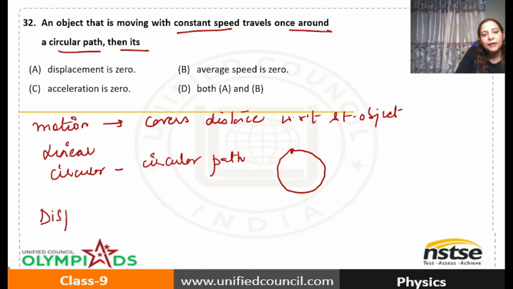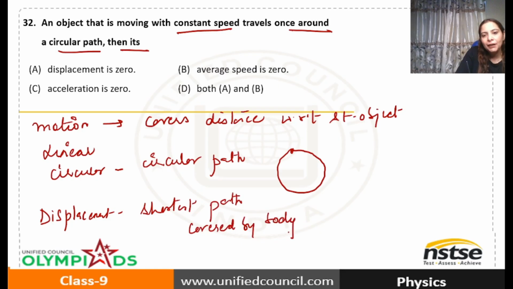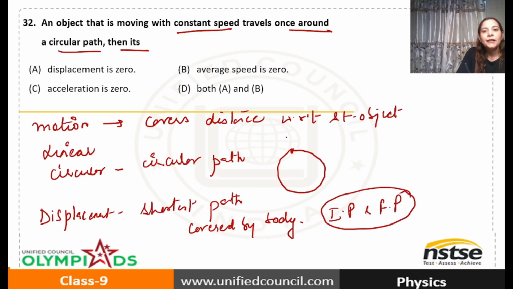In the same way, if I talk about displacement, displacement is the shortest path covered by the body. Displacement is 0 when the initial position and final position are the same. Here, when a body is moving in a circular path, it starts from here and ends at the same point. So for this case, displacement is 0.